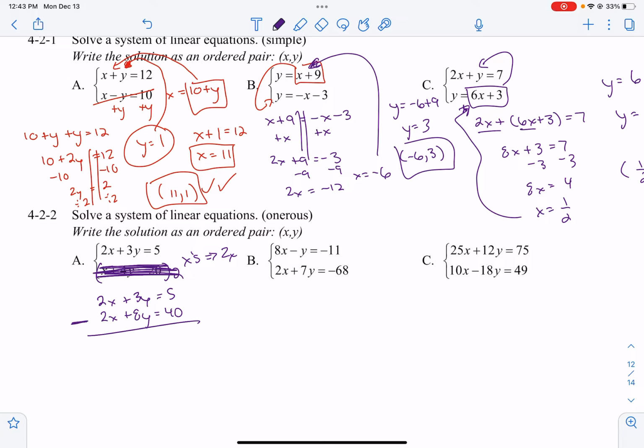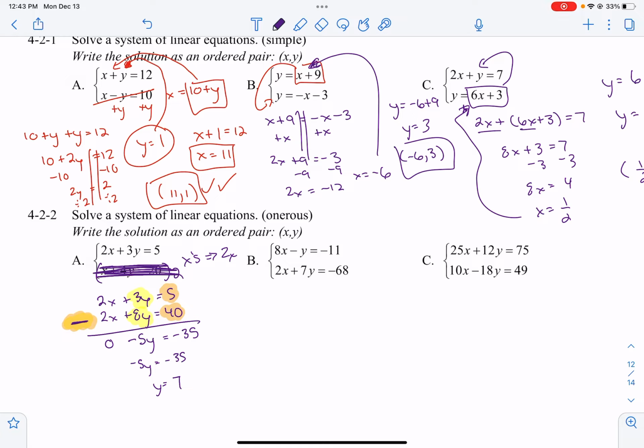So 2x's minus 2x's becomes 0. All right. 3y minus 8y's becomes negative 5y. And then 5 minus 40 becomes what? Negative 35. So now I just have negative 5y equals negative 35. So that means y equals positive 7.